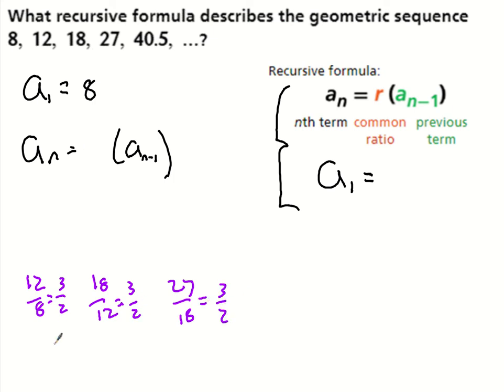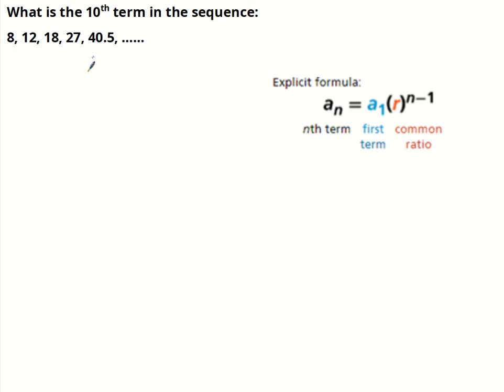If I actually plug them into a calculator, if I did 12/8 in a calculator, I would get 1.5. If I did 18/12 in a calculator, I would get 1.5. 27/18 in a calculator, 1.5. 40.5/27 in a calculator would be 1.5. So my common ratio is 1.5, or you could also write it as 3/2. Here is my recursive formula. It always will include both pieces of information. Now, looking at the same exact sequence, we're going to write the explicit formula.